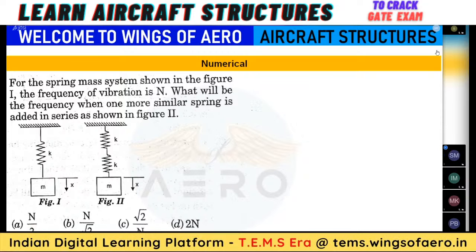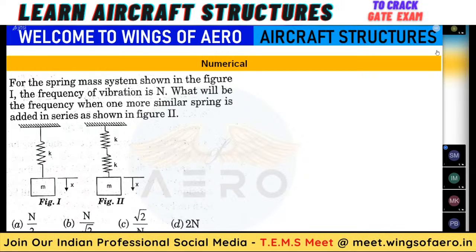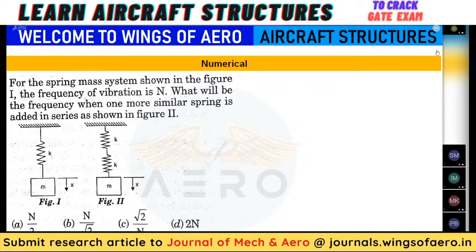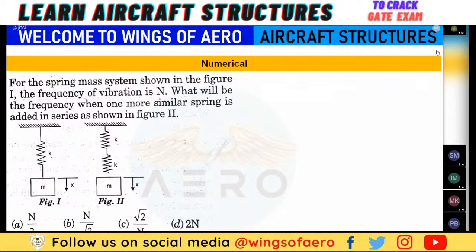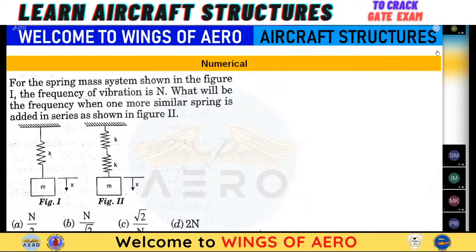Ma'am, n by root 2. Sorry, I'm unable to hear you properly. You can write B. Okay, let's solve and see that.